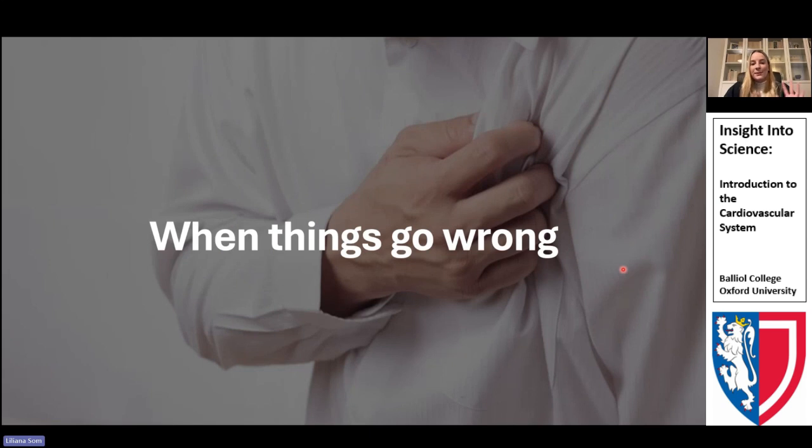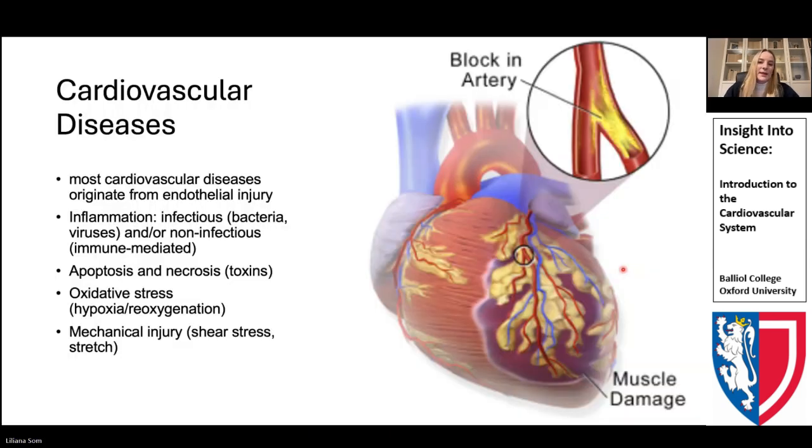So this was just an overview of how things are structured and how things work when they are working, but unfortunately, they don't always work the way they should and the way we wish they did. So I wanted to talk a bit about cardiovascular diseases. It's important to note that the majority of cardiovascular diseases originate from endothelial injury, so that is the injury to the innermost layer of the vessel walls.